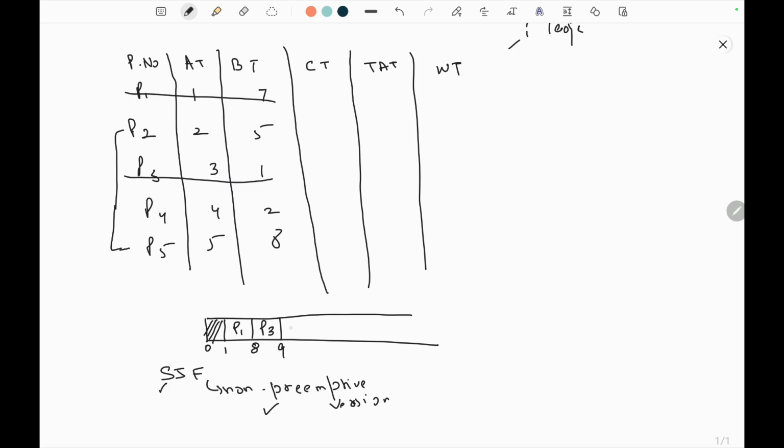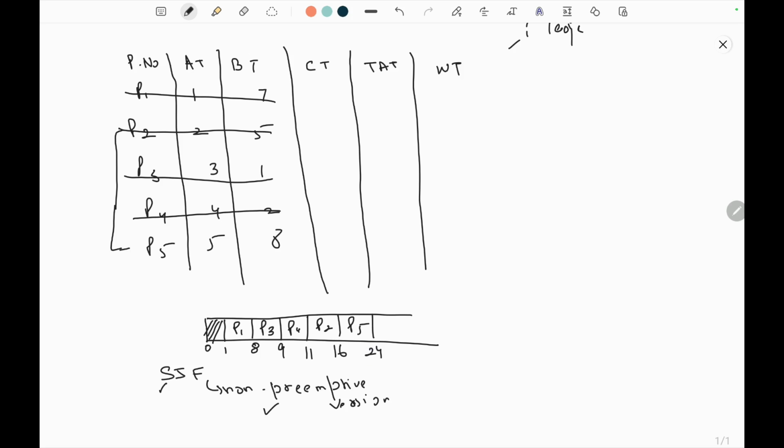Then the next shortest job is P4, with 2 time units. Then comes P2, up to 16, because it is of 5 time units, it also gets completed. Then finally P5 of 8 time units, it will give you 16 plus 8, 24. So that's your completed Gantt chart.